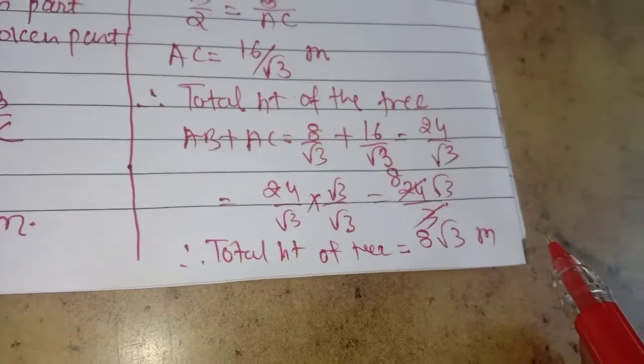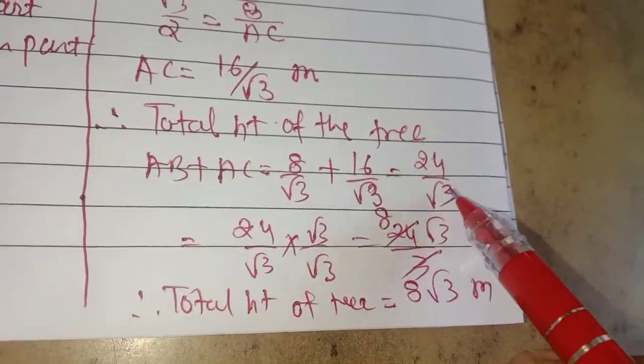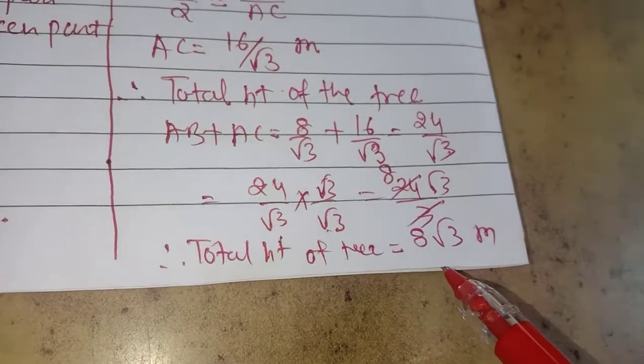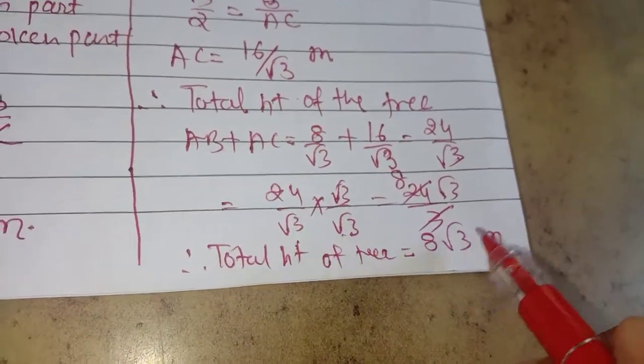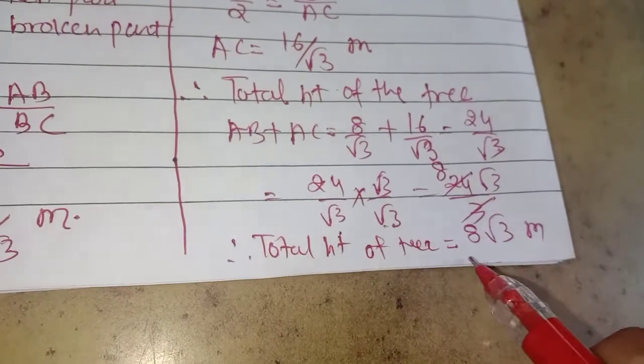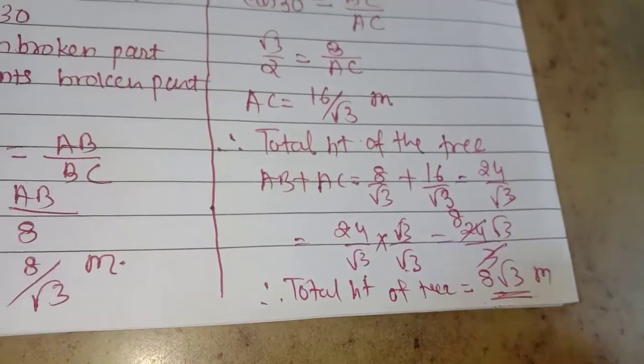You can see the solution once again. 24 by root 3, I will rationalize it, that is multiplying numerator and denominator by root 3. So this will be our answer, 8 root 3 meter. Okay.